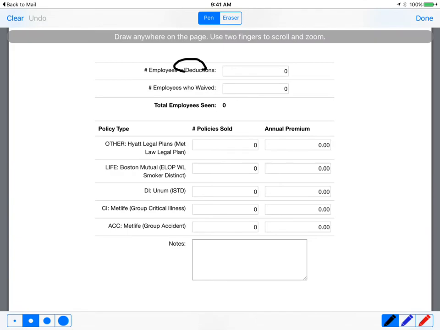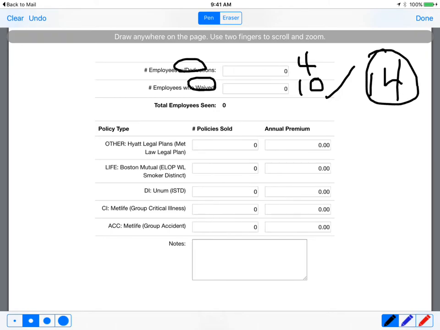Okay, what that means is we need to know how many employees actually gave you a payroll deduction form. So let's say you had 4 employees that had deductions, and then let's say 10 employees were either happy with what they had or they didn't want to take advantage of the voluntary benefits. All right, so that means you had 4 with deductions and 10 who waived. That means that you saw a total of 14 employees that day.